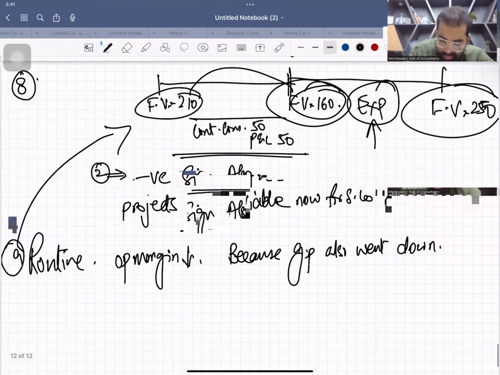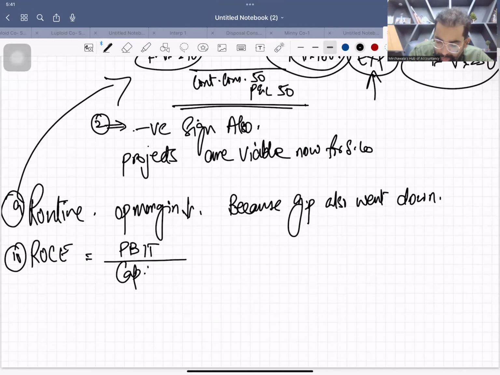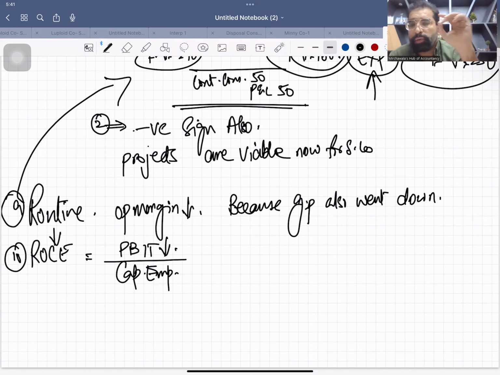Now, finally, ROS. ROS, the formula is PBIT divided by capital employed. Now, open your eyes. PBIT divided by capital employed. Your ROS also went down from 3% to 2.2. Why did the ROS go down? Very simple. First of all, your numerator went down. Your PBIT operating profits are down. When PBIT goes down, your ROS goes down.